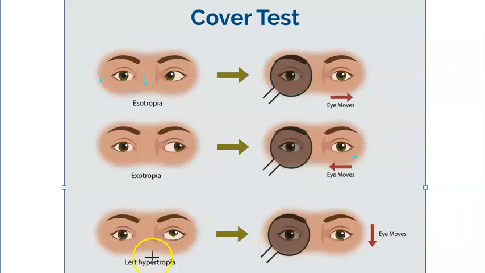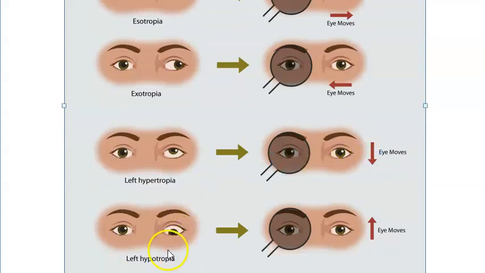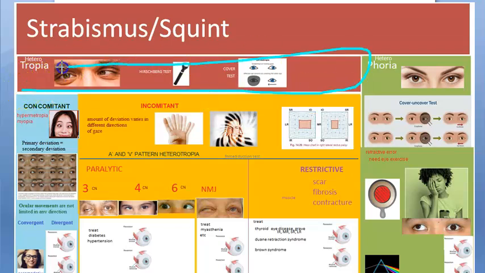Similarly, this right eye they covered and the left eye is moving down, so that means the eye was up, so that is hypertropia, left hypertropia. Then this one, they covered the right eye, the left eye is moving up, that means the left eye was below, so it is left hypotropia. So we are done with this part of it.